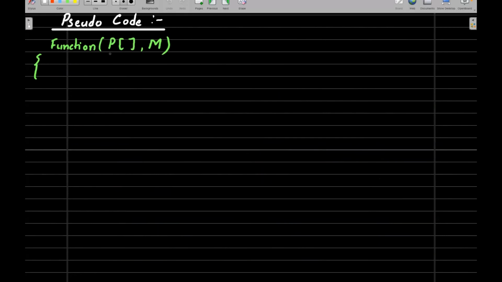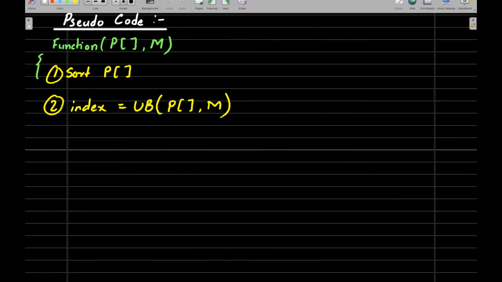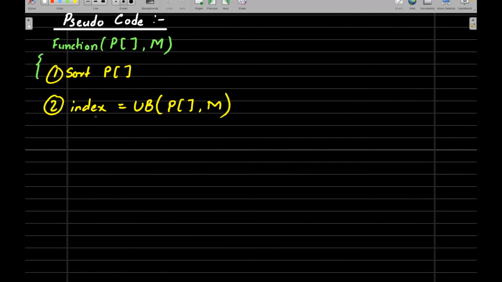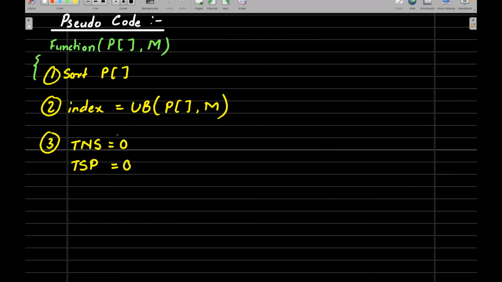This is the function prototype that we can use. This is the power array, this is the value of m. So step 1 we are doing is sorting the power array, and we have already written that. Second is finding the upper bound of m in the sorted power array, and that will be stored in the variable named index. Now TNS is the total number of soldiers killed by Piyush, and TSP is the total sum of power of soldiers killed by Piyush. Initially both are 0.